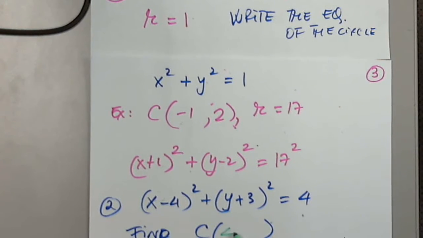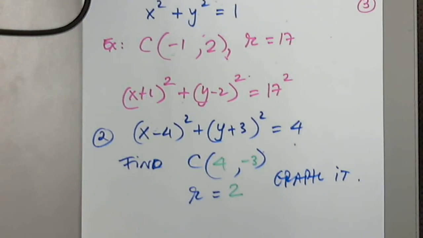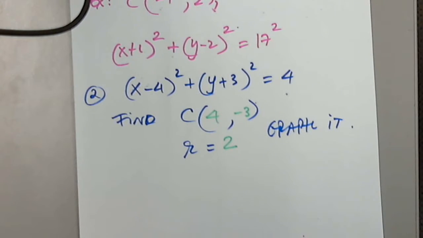Very good. Do we all understand the center is 4, -3? It's okay if you say no. Don't be shy. What about the radius, please? 2. Awesome. So the center is indeed 4, -3, and the radius is 2.